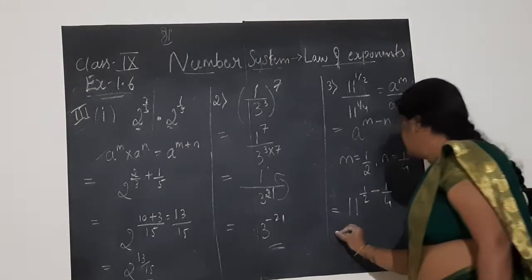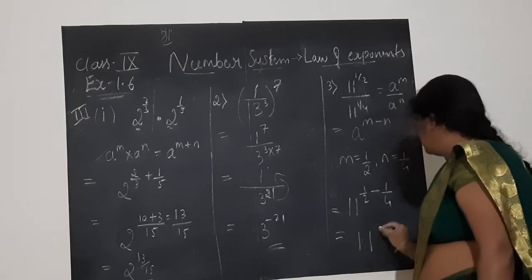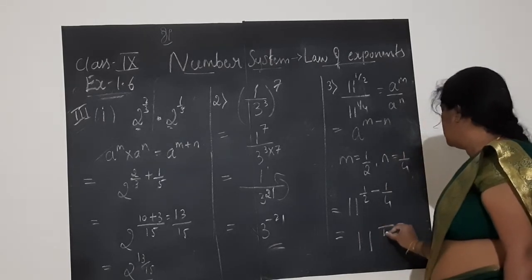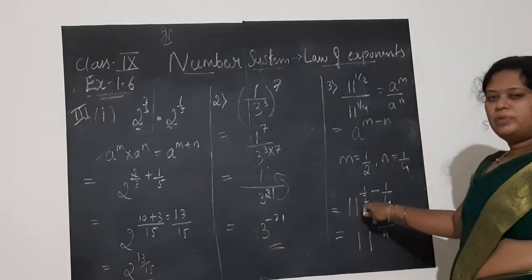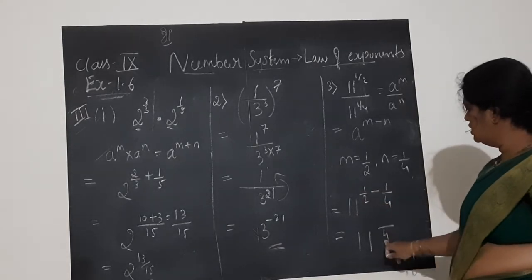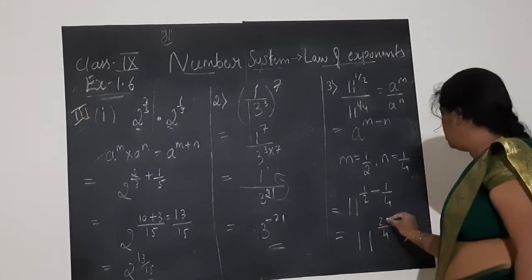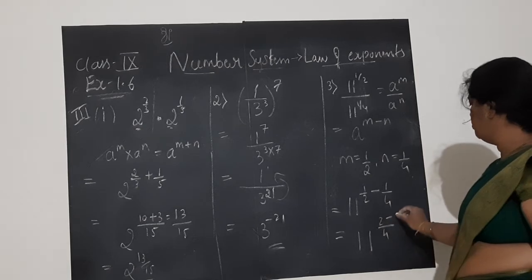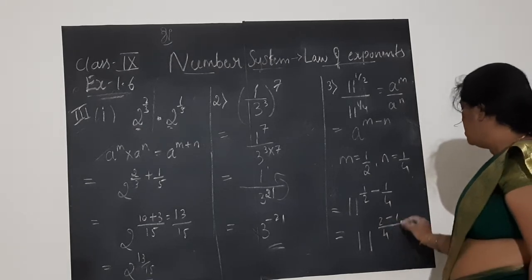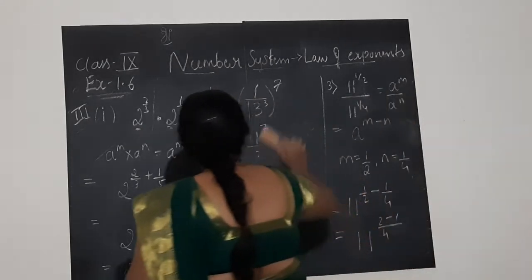Here we need to take the LCM. 11 as it is. 2 and 4 LCM is clearly 4. This is the denominator of the first fraction. 2 1s are 2, 2 2s are 4. Remainder 2. 2 into 1 is 2. Minus sign as it is. 4 and 4 get cancelled. 1 into 1 is 1. So I will show you here.